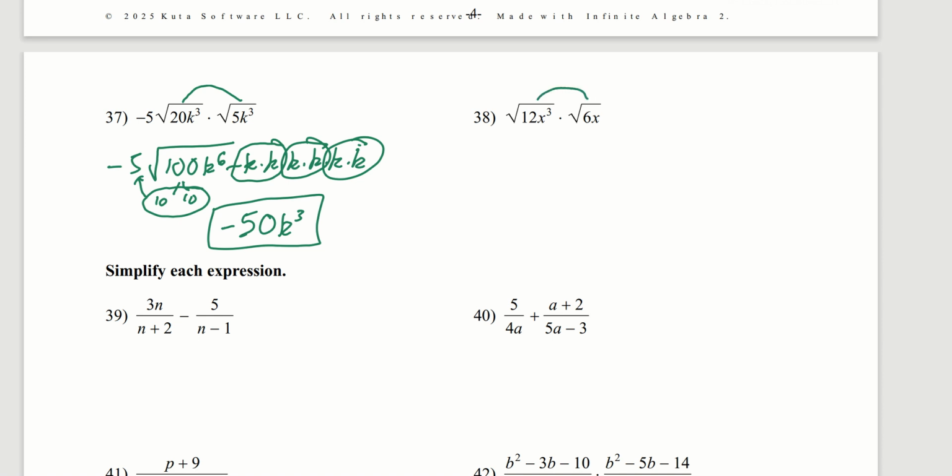Same idea with 38. Multiply these together. I'd have my square root symbol. 6 times 12 is 72. X to the 3rd times x is x to the 4th.